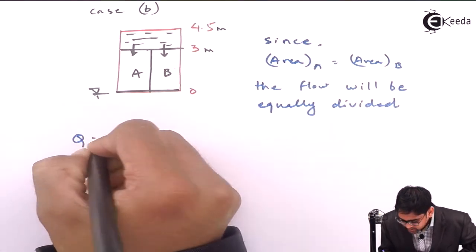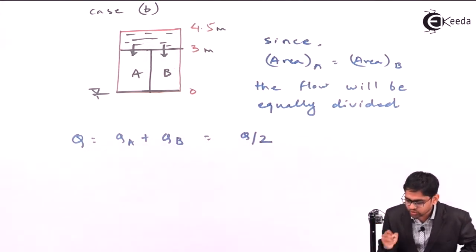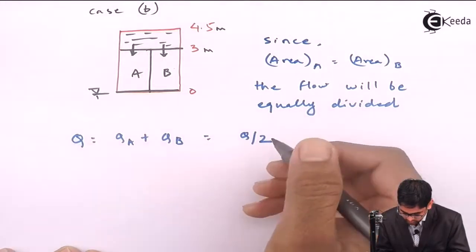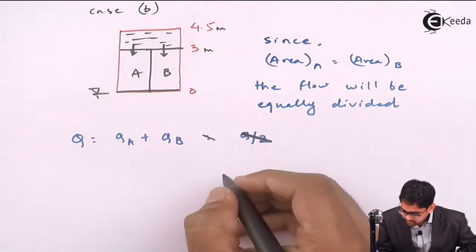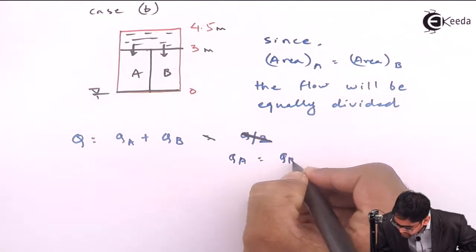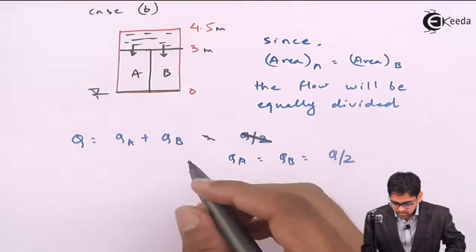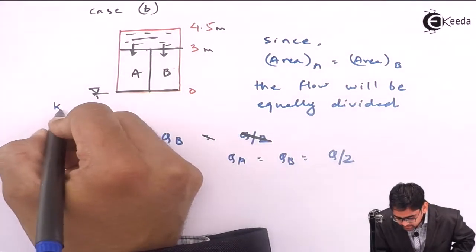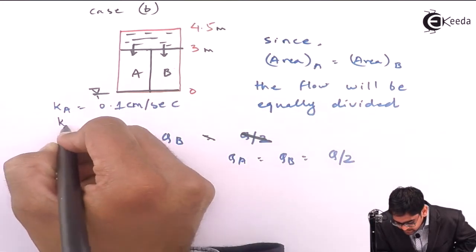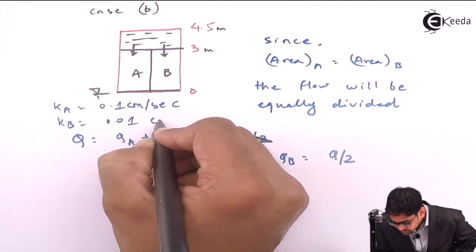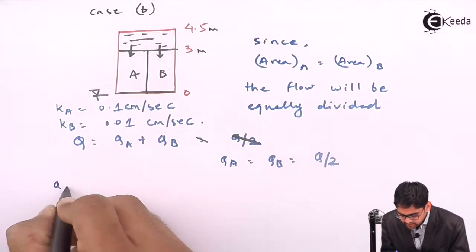So the total quantity Q will become QA plus QB, which is nothing but Q by 2. Since the flow is equally divided, QA becomes equal to QB, which becomes Q by 2, right? Again the same example: Ka, the coefficient of permeability, is 0.1 centimeter per second, then Kb will be 0.01 centimeter per second.